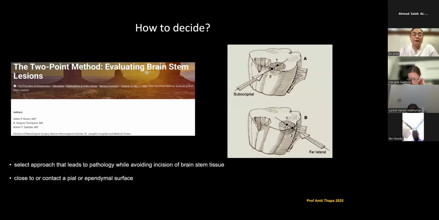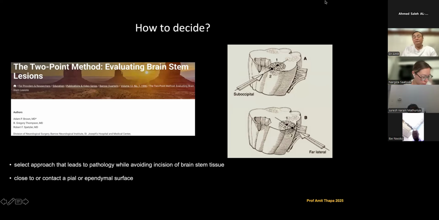And a very good publication by the Spetzler group described a two-point method, in which you connect the center of the lesion to the outer edge of the lesion, which connects to the surface of the brainstem. The whole idea is to identify an approach where we do not go through normal brainstem tissue, so try to connect to the tumor tissue as early as possible, either through a pial or ependymal surface.